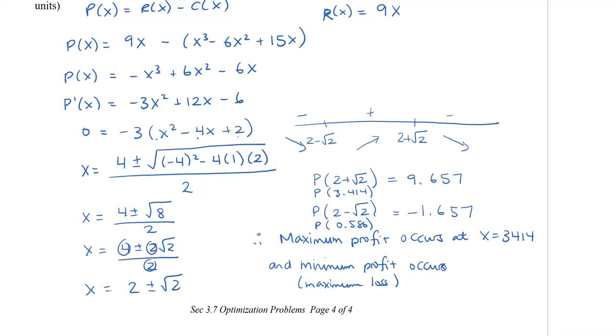And that occurs at x equal to 586 units. So that means I make the most money when I make 3,414 units, but I lose the most when I make 586 units.